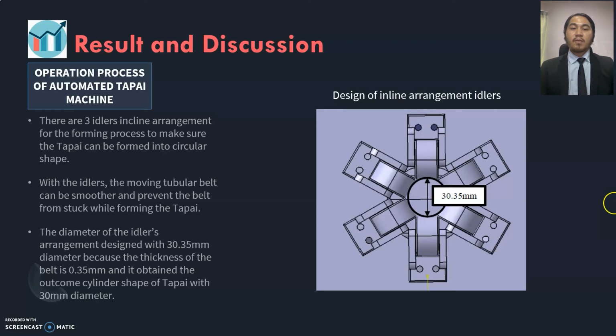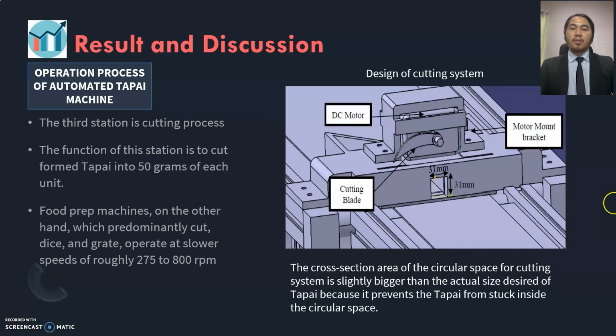From the figure, it shows the design of the inline arrangement idlers. The conveyor belt will then be folded into a tubular shape by the idlers, while the tapai is formed through the tubular belt. The moving tubular shape belt forces the tapai to form a circular shape. The tubular belt acts as the mold for the forming process, with an inner diameter of 30.35 mm. The third station is the cutting process. The function of this station is to cut the tapai into 50 grams of each unit.